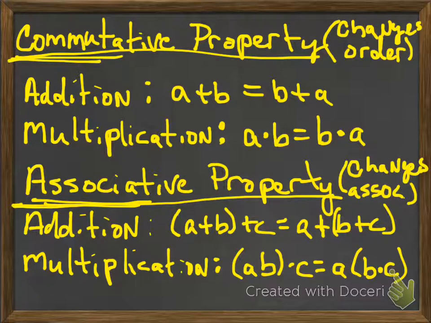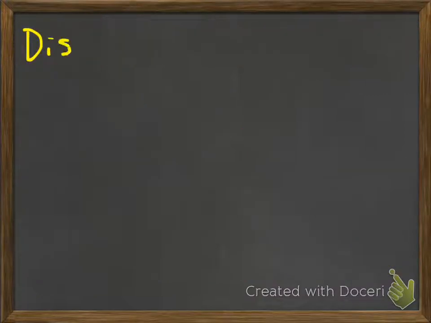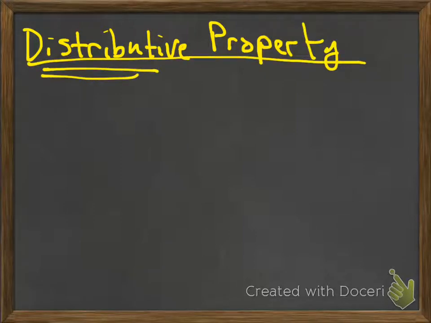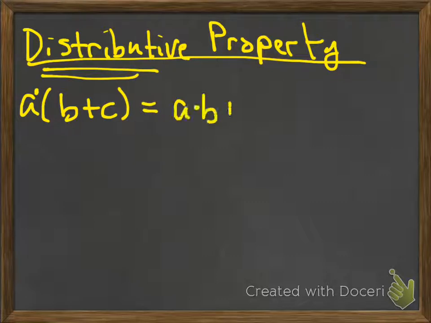All right? So let's look at the third property, distributive property. The distributive property basically tries to get rid of a parentheses. There's one number outside of a parentheses that's multiplying two numbers that are being added inside the parentheses. So algebraically it would look something like this: A times parentheses B plus C is the same thing as A times B plus A times C. In other words, you're going to make sure you multiply A to both numbers that are inside the parentheses. So make sure you understand that.